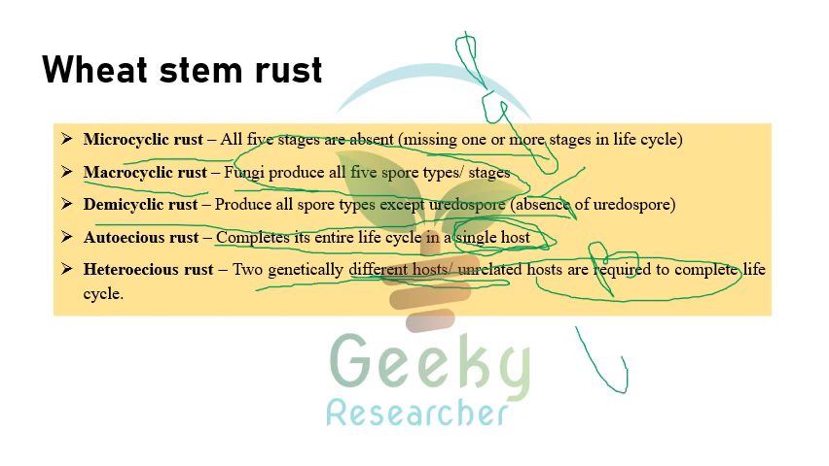For example, if we take wheat stem rust, the main host is wheat, and the alternate host is barberry. Why am I calling it the alternate host? Because an alternate host is a host species belonging to a different species or different family from the main host. Wheat comes under Triticeae, whereas barberry comes under some other family. That's why it's called an alternate host, which belongs to a different family, not the same family.